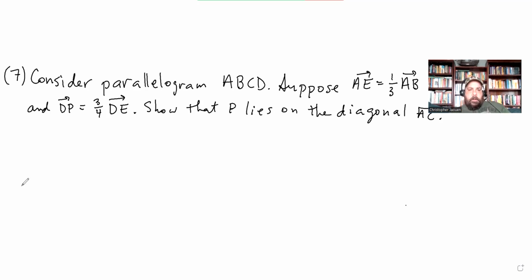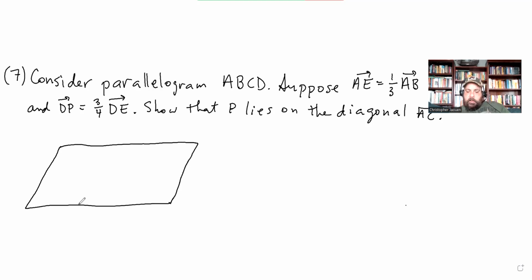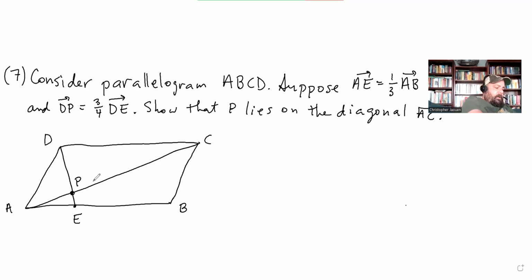And here's the diagram that comes along with it. So we have parallelogram ABCD, and we have a point over here. So this is A, D, C, B. AC is this diagonal. And we also have a point here called point E. And this point here is P, the point P that they're talking about. And they want us to show that the point P lies on that diagonal AC.